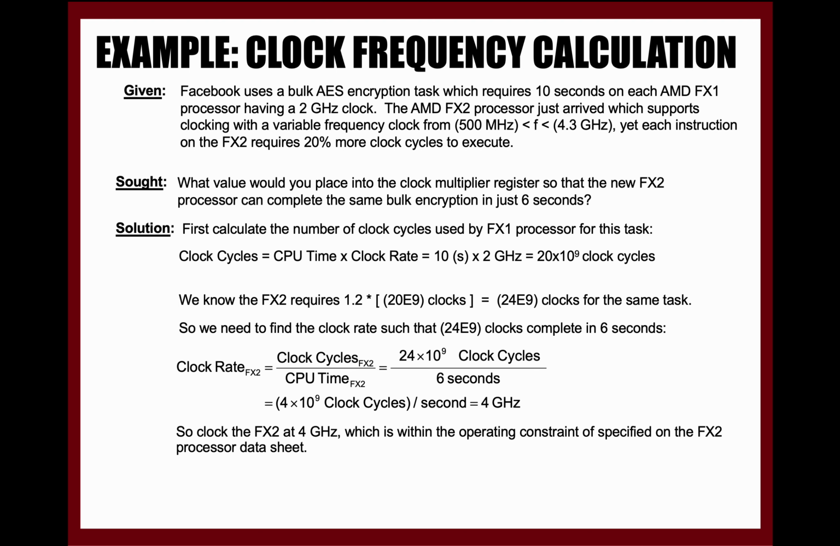Solution. Firstly, we calculate how many clock cycles the FX1 processor uses for the task. Using the formula, we get the result 20 × 10^9 clock cycles. Second, FX2 requires 20% more clocks. That is 1.2 × 20 × 10^9, which is 24 × 10^9 clocks for the same task.